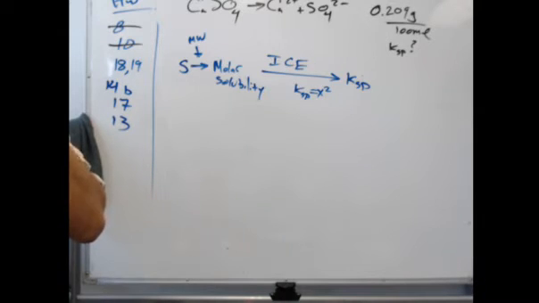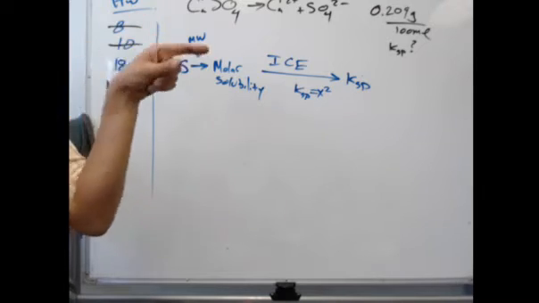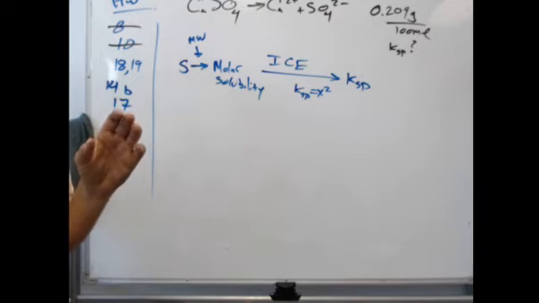You'd have to use the Van't Hoff equation: natural log of K2 over K1 equals negative delta H over R times the quantity of 1 over T2 minus 1 over T1. You all remember that, right?